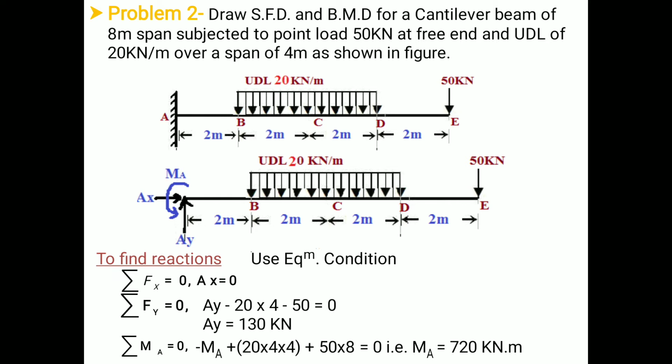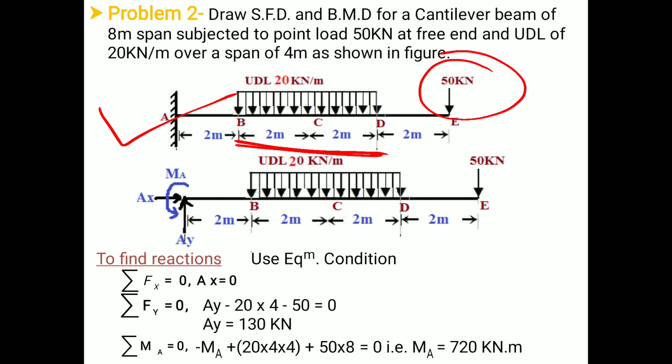in figure. So we have a cantilever beam AE which is subjected to point load at its free end, that is 50 kN, and it is subjected to UDL of 20 kN per meter over the span of 4 meter only, and this support A is fixed support.